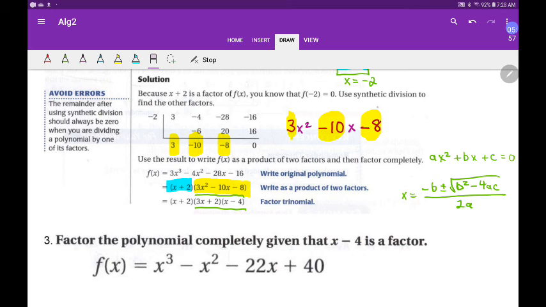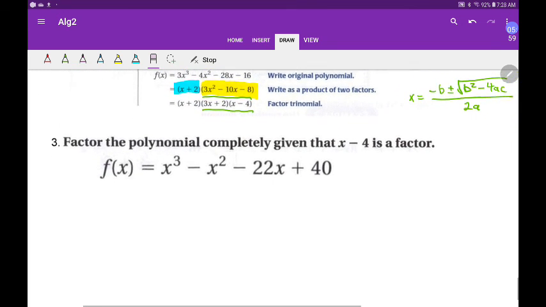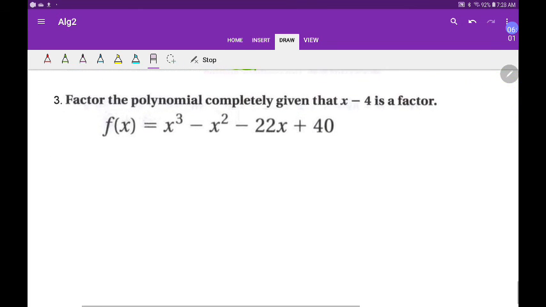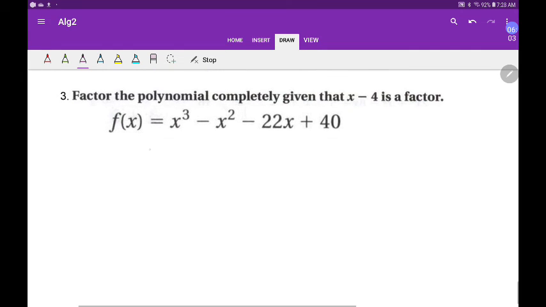So in this case, my x to the third is going to become x squared. We're going to say, here we go, x minus 4 is a factor, so that means I'm going to use plus 4 in my synthetic division, and then I'm going to use these coefficients. There's a 1 out in front there, right? So I say 1. And then there's a minus 1, right? So I say minus 1. And then there's a negative 22, so I use negative 22.